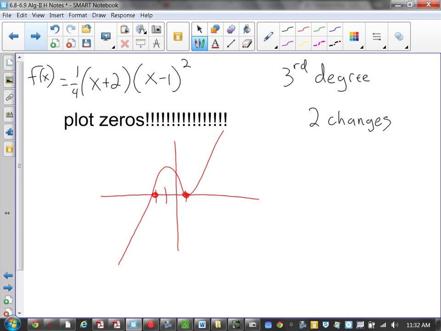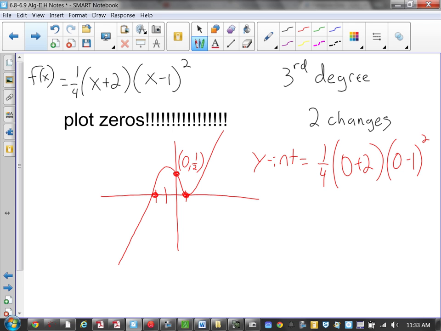Still got to find the y-intercept? Yes, that too. If I want to find the y-intercept, what's my value for x? 0. So my y-intercept is going to equal, let's see, 1/4 times 0 plus 2 and 0 minus 1 quantity squared. So what's 0 minus 1? What's negative 1 squared? What's 1 times 2? What's 2 times 1/4? 1/2. Really? What's a fourth of 2? So your y-intercept is at 0, comma 1/2. We okay with that?